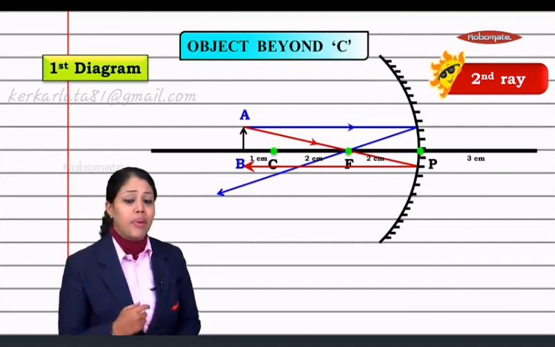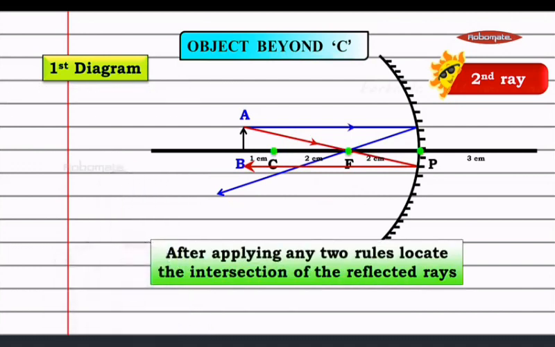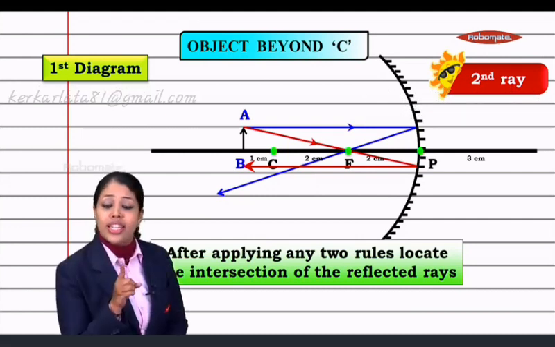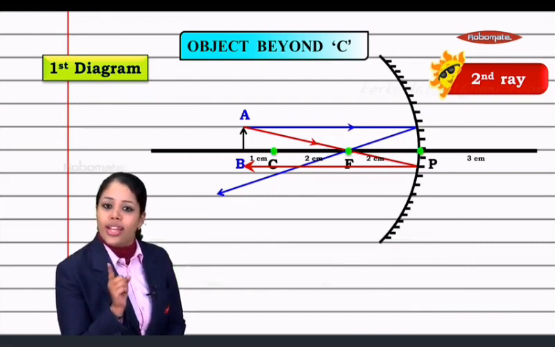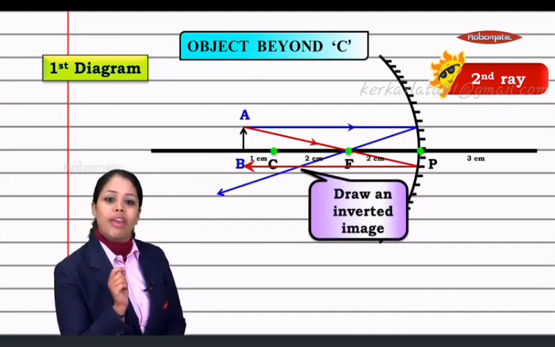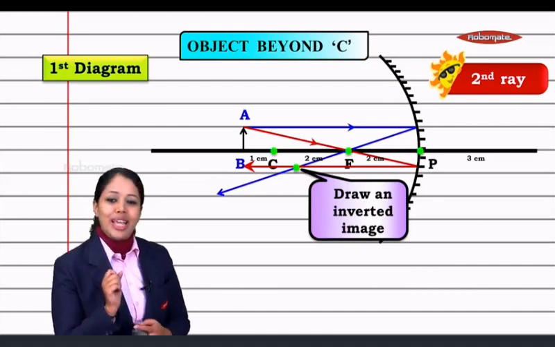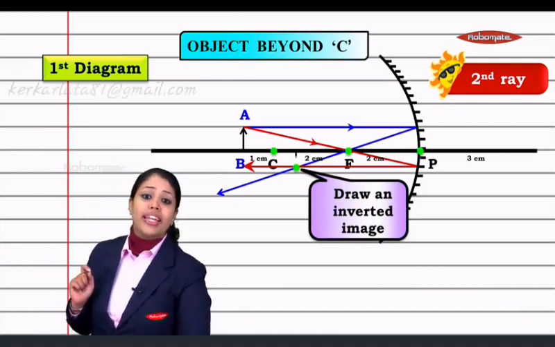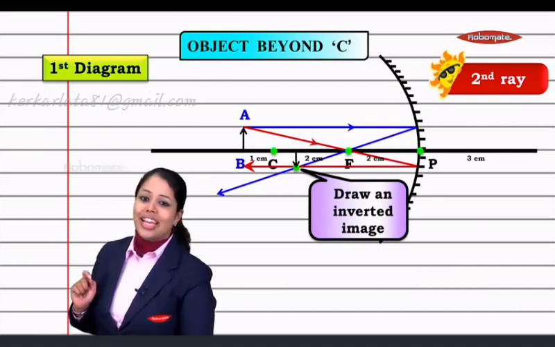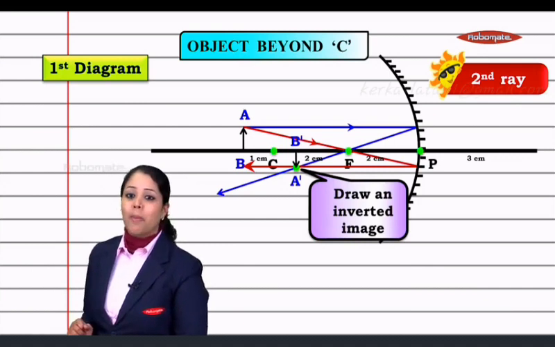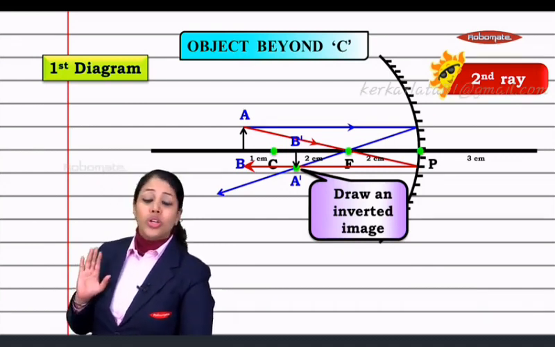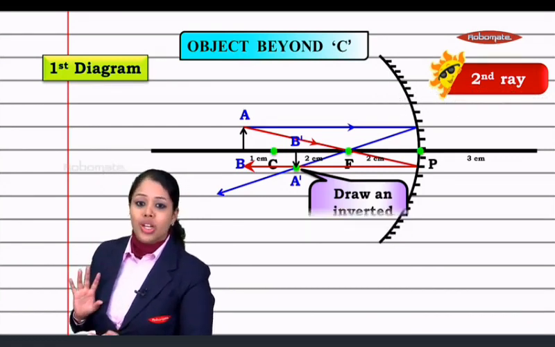Now students, after applying the 2 rules, here we have to locate the point of intersection of the 2 rays. Where are the 2 rays meeting? They are meeting between C and F, right? So where they meet, where they intersect, you make one image. The image that you will draw, students, will be an inverted image. And the image is named as A dash B dash. So here you get object and the image, right?